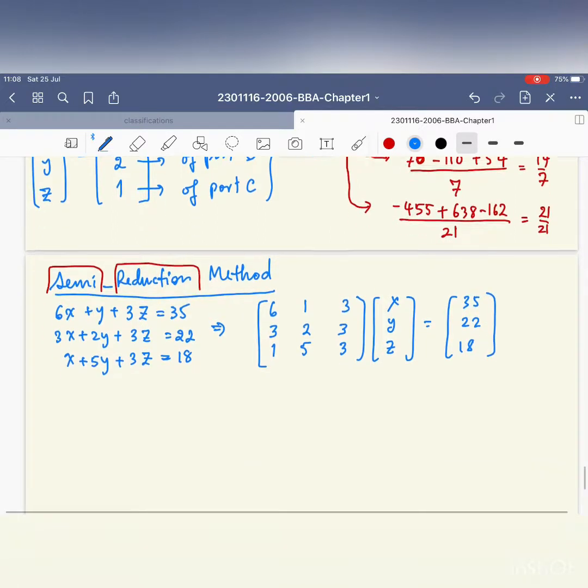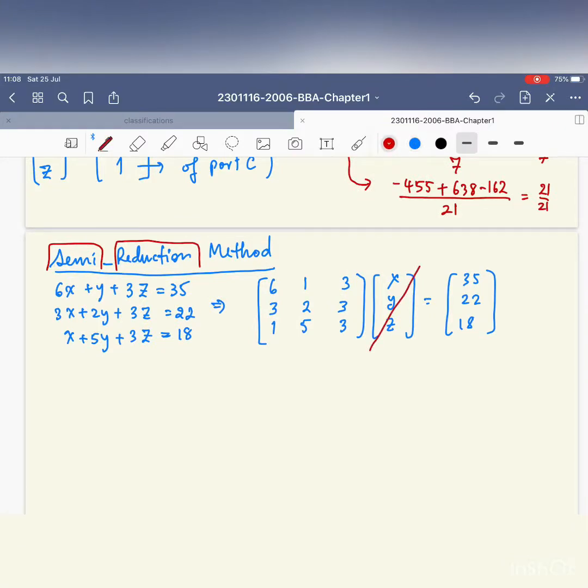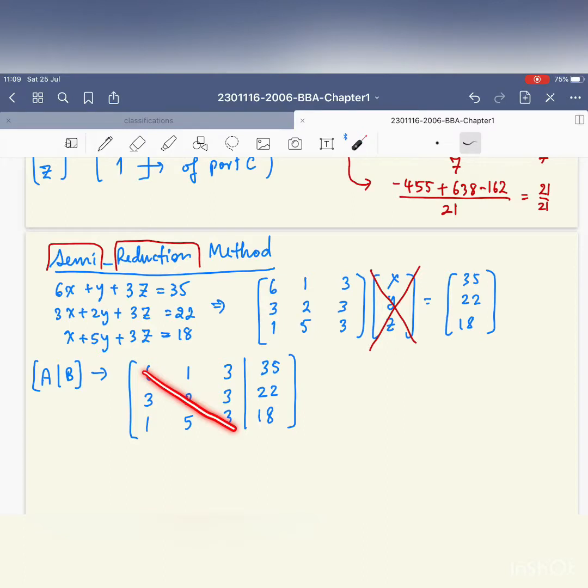So what we are going to do is ignore the variable matrix, and do the augmented matrix A and B, your A attached with your B. Then you are going to do what you did for finding a reduced matrix of your A, but we are going to do only half of it. Only half of it.